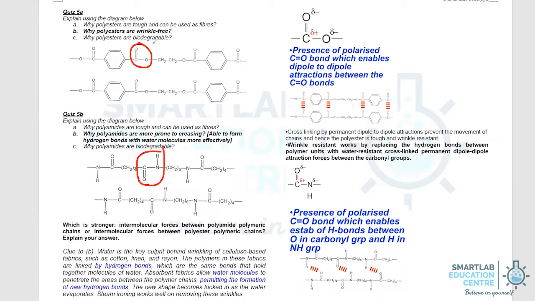In the case of both polyesters and polyamides, the presence of ester linkage and amide linkage makes polyesters and polyamides vulnerable to hydrolysis. So in the presence of acidic or alkaline medium, the covalent bonds in the polymeric chain will break. And hence polyesters are biodegradable. Similarly, polyamides are also biodegradable.